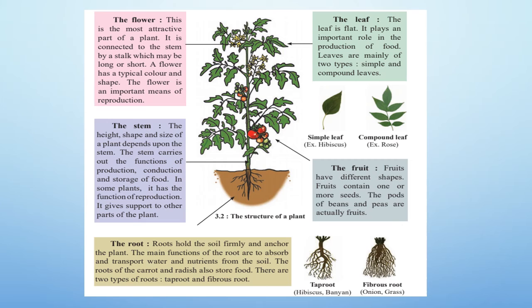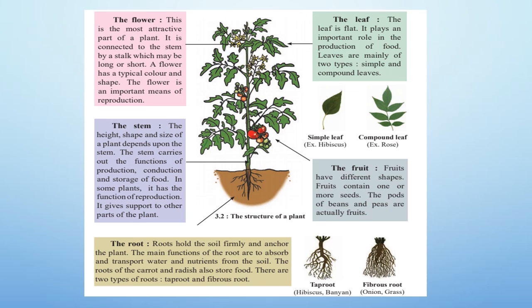Roots hold the soil firmly and anchor the plant. The main functions of the root are to absorb and transport water and nutrients from the soil. The roots of the carrot and radish also store food. There are two types of roots, that is taproot and fibrous root.